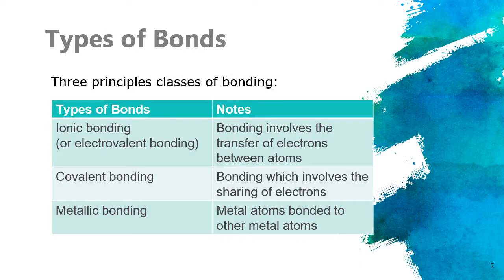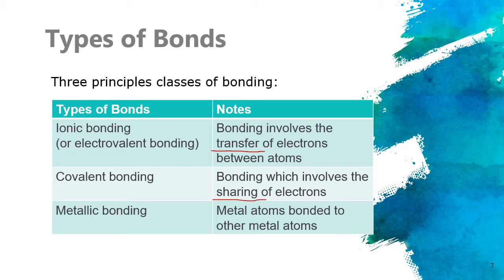Here come three types of bonds. As you can see there, the first one is ionic bond, also known as electrovalent bonding. This bonding involves the transfer of electrons between atoms. The second one is covalent bonding, which involves the sharing of electrons. So the keyword for ionic bonding is transfer, while for covalent bonding is sharing.